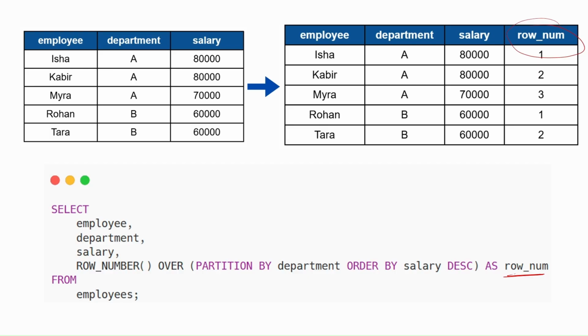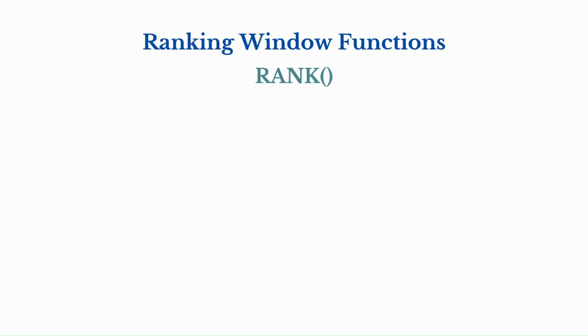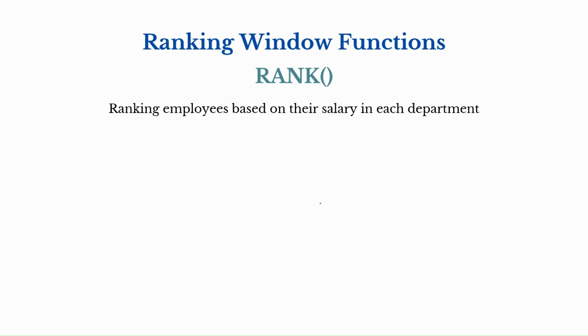Let's now try the same query with the rank window function instead of row number. Again, we will be ranking employees based on their salary in each department. Since we want to rank employees based on their salary in each department using the rank window function, it's important to know what the rank window function actually does. The rank window function gives the same rank to identical values, that is, ties, but it actually skips the next ranks when there are duplicates. So let's see how it works.